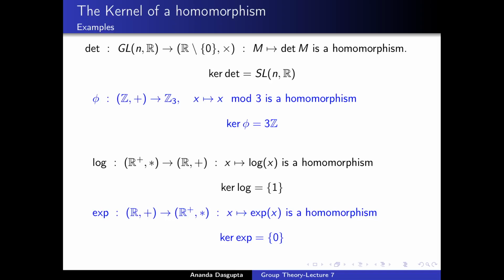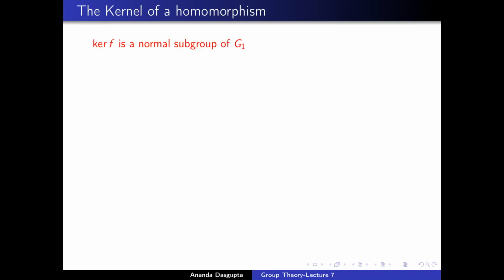This happens to be a basic property of homomorphisms F from a group G1 to a group G2. That is, the kernel of F is always a normal subgroup of the domain G1 of the map F. We are going to prove this now. How do we prove this?